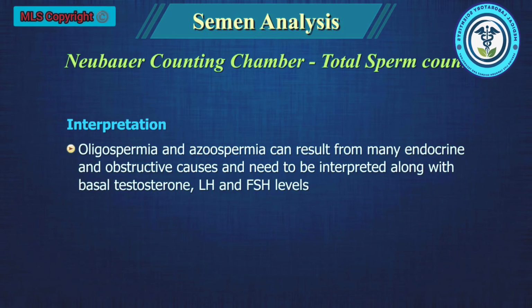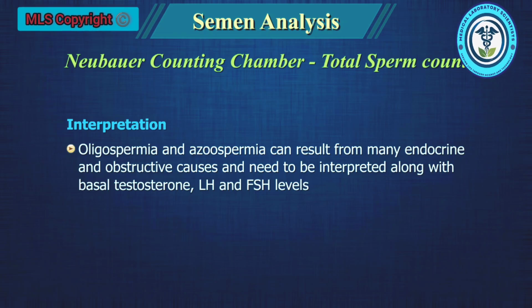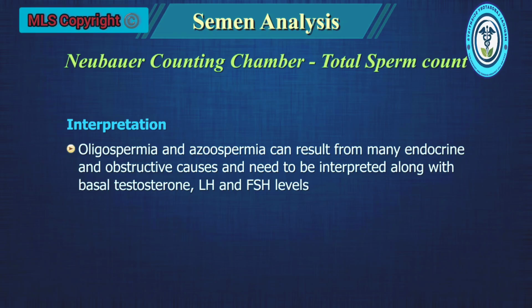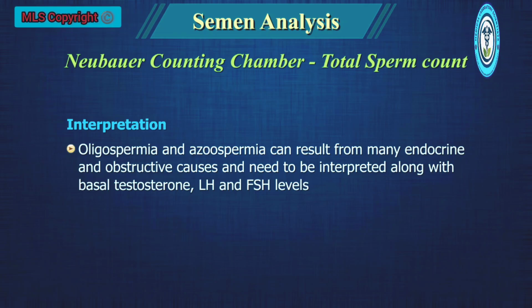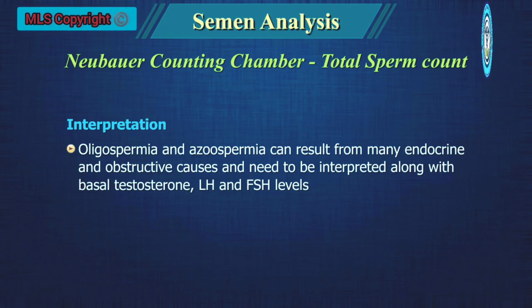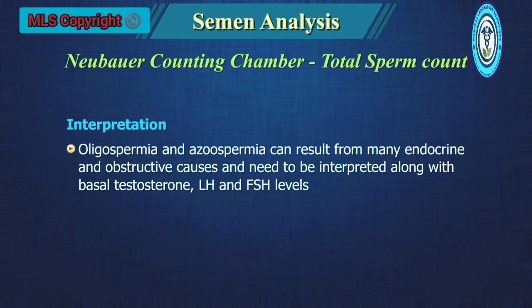Oligospermia and azoospermia can result from many endocrine and obstructive causes, and it needs to be interpreted along with the basal testosterone, luteinizing hormone, and follicle stimulating hormone levels.